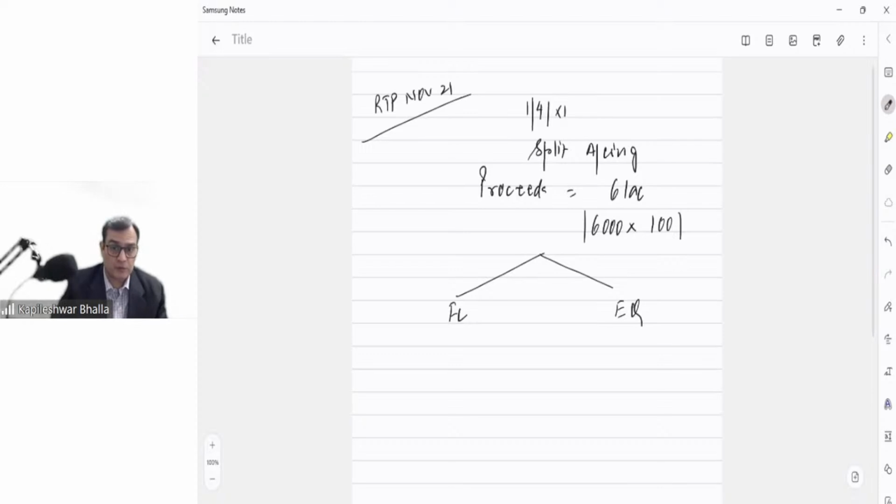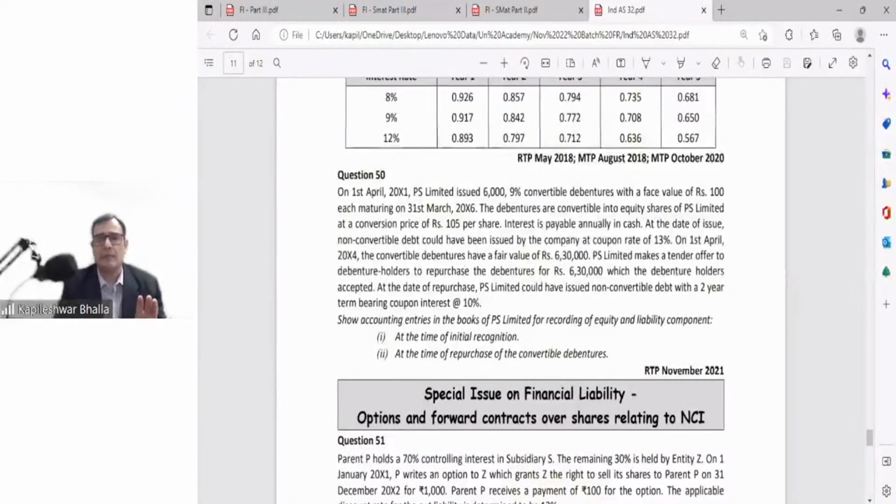Now, the very first question that comes to mind is, I am nowhere given that it's a mandatory conversion or a partially convertible. So I think I'm safely considering that it is an option to convert in the hands of the holder. And I'm also safely assuming that the fixed for fixed test would get passed. So we just need to consider the FL and the equity element.